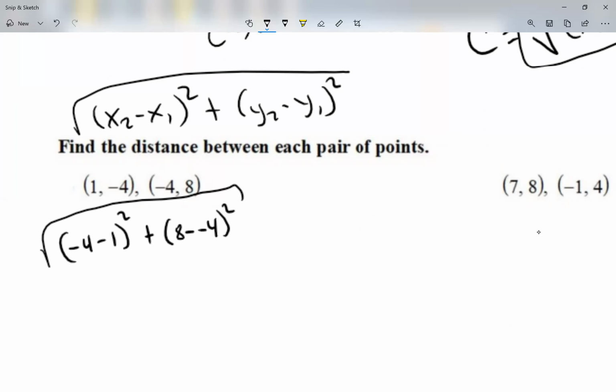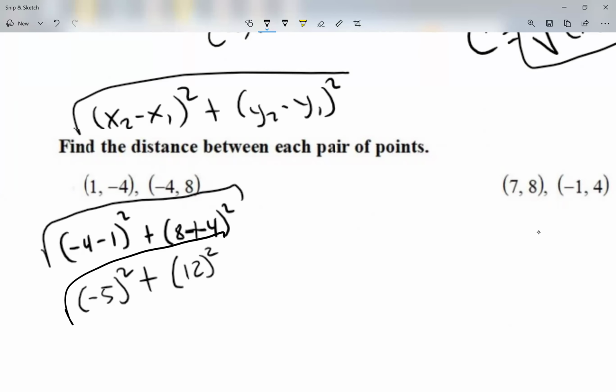And then inside of here, I have -4. I know -4 minus 1 is -5, right? So I have -5 all squared plus, these two negative signs become a plus sign, so plus 12 all squared, inside a square root.